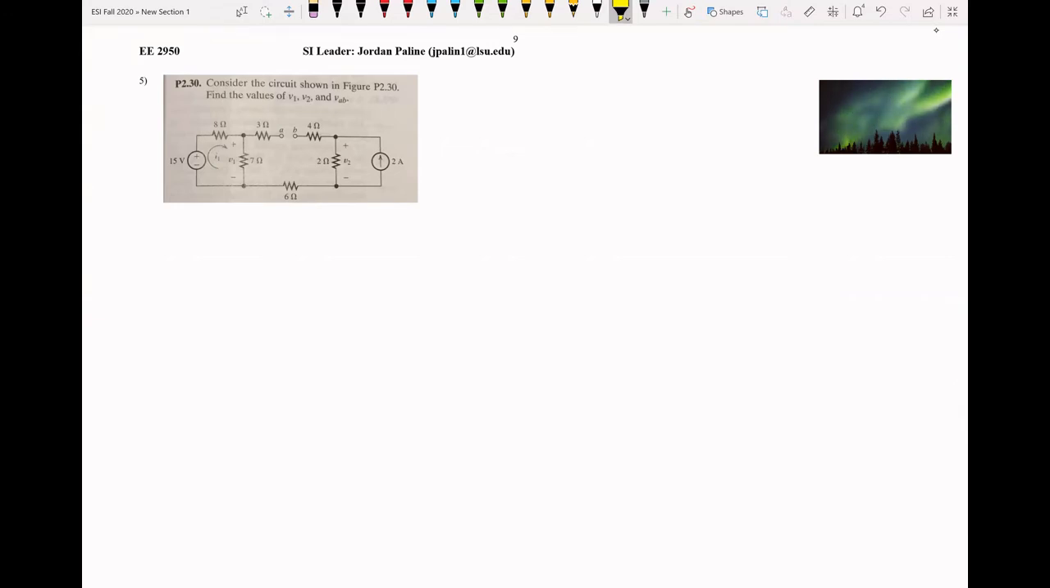Okay, and let's take a look at problem number 5. Problem number 5 asks us to determine the values of V1, V2, and VAB. So V1's right there, V2's right there, and then we have these terminal values VAB. Okay, so I'll write VAB on the top of those.